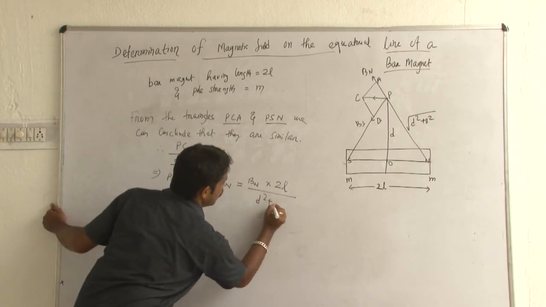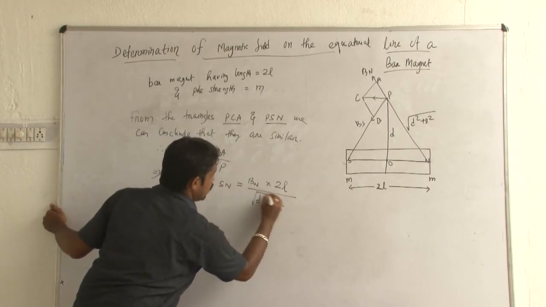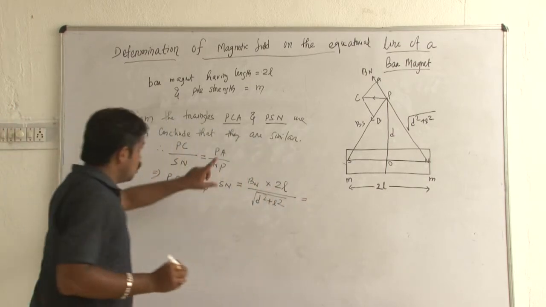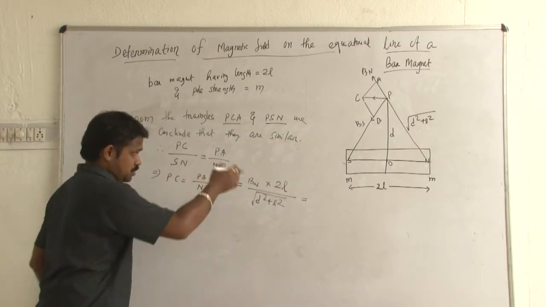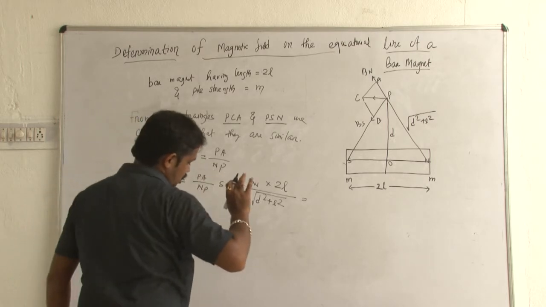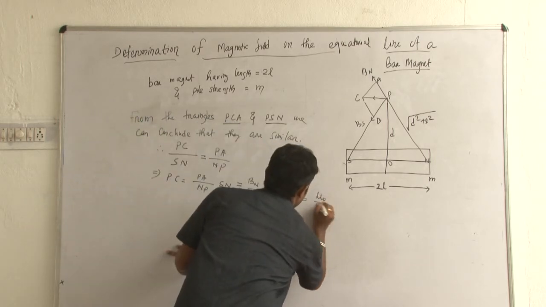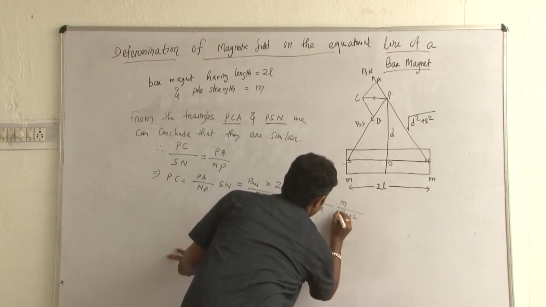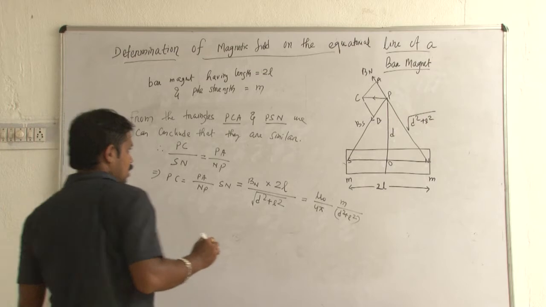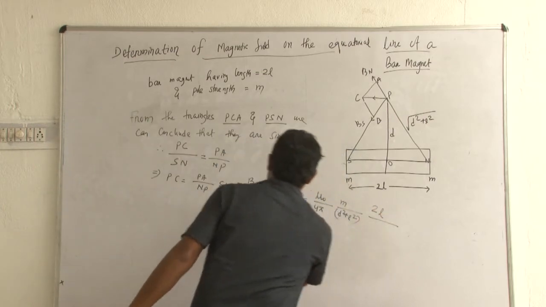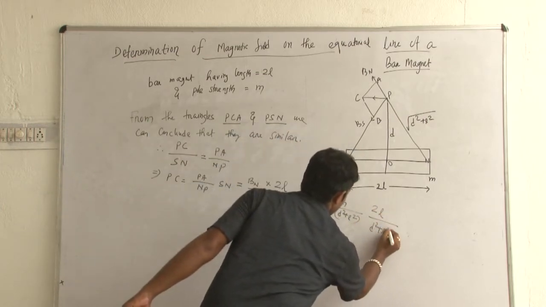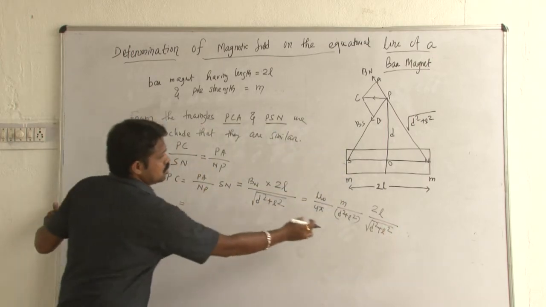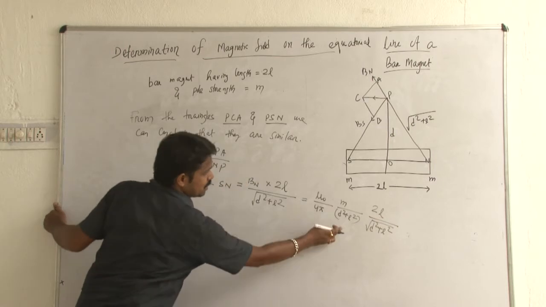NP is root over d square plus l square, simply. Okay, now I have to put the Bn value which I have just previously derived. So what is the value of Bn? Let us put it there. Mu 0 divided by 4 pi, m divided by d square plus l square. This is the value of Bn. And the rest is 2l divided by this, that is root over d square plus l square, simply. So this root over means power of 1 by 2 and this is 1.